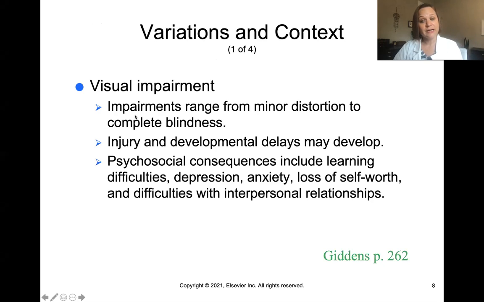Injury and developmental delays may happen based on the level of severity of a visual impact. If someone can't see their surroundings, it can cause risk for getting injured. And there are psychosocial consequences involved with visual impairment, including learning difficulties, because you're lacking one of the most key senses for learning new information, depression, anxiety, a loss of self-worth, and difficulties with interpersonal relationships.